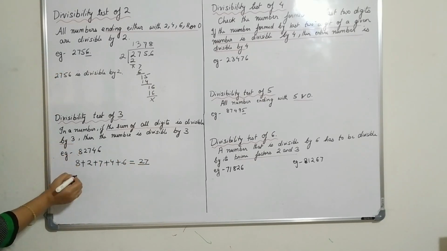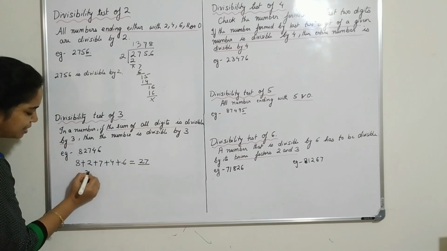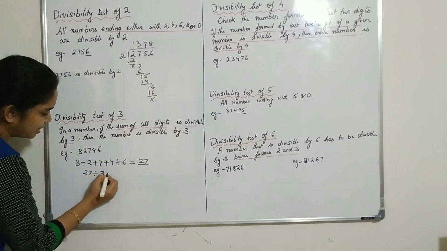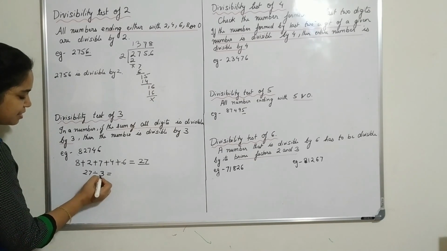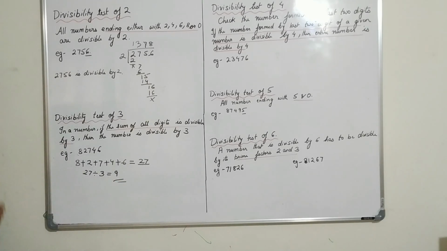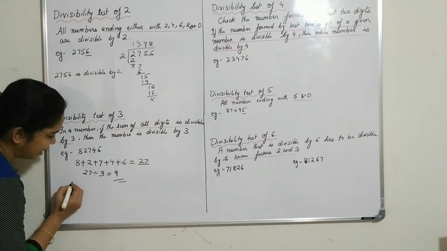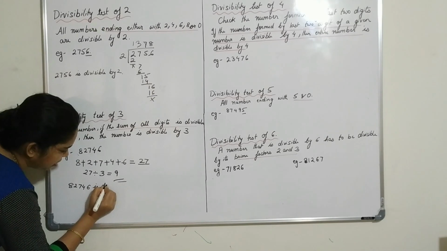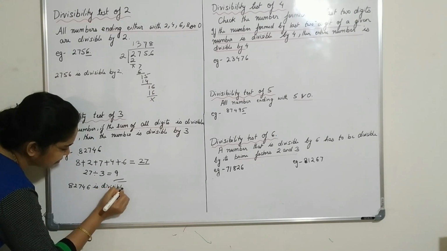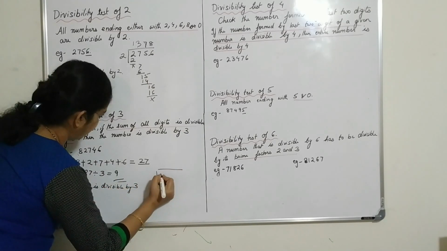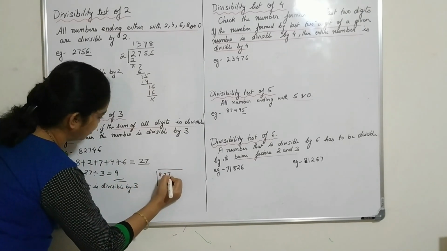So you have to see the sum, and it should be completely divisible by 3. Here 27 divided by 3 is 9, so it is completely divisible by 3. So the number as a whole, 82746, is divisible by 3.